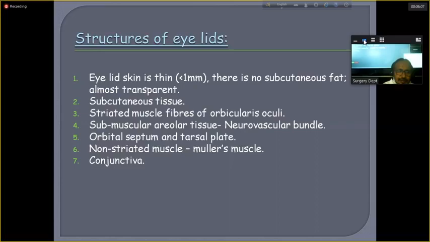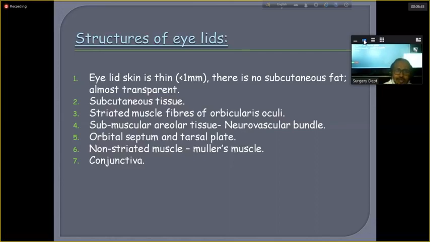There is loose areolar tissue, subcutaneous tissue. The striated muscle fibers of the orbicularis oculi. Submuscular areolar tissue containing neurovascular bundle. Orbital septum and tarsal plate, which is the hard structure in the eyelid, and non-striated muscles, Muller's muscles. Then the innermost layer, the conjunctiva.